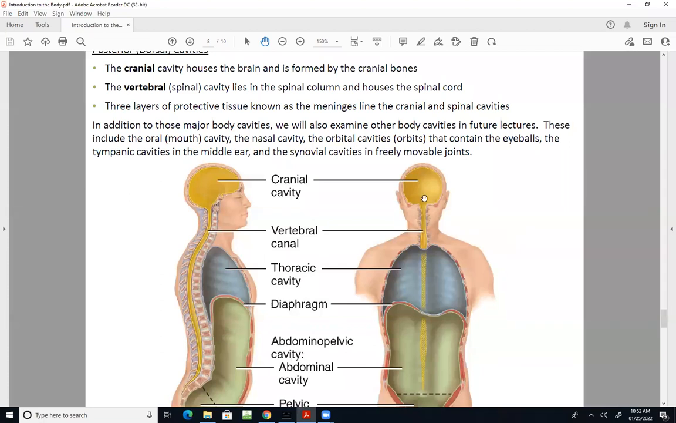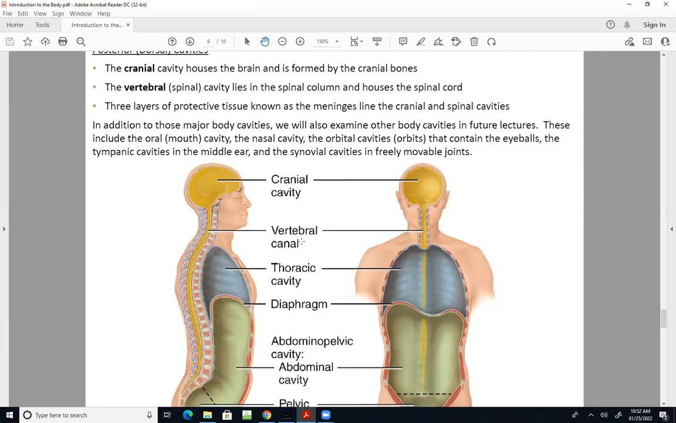The two posterior cavities include the cranial cavity. That's where your brain is located. It's inside your skull, formed by the cranial bones. And then the vertebral cavity, or as you can see, it's called a canal here. Also goes by spinal cavity or spinal canal. It is where you find your spinal cord, and that's formed by the spinal column in your vertebrae.